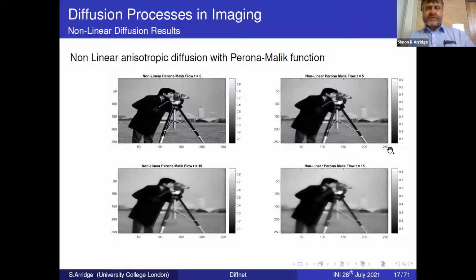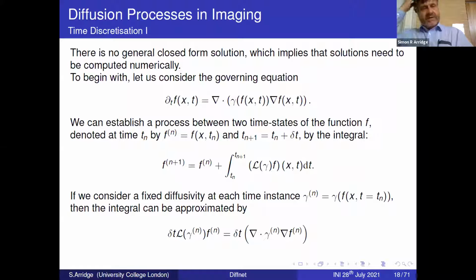But as you proceed for longer and longer times, eventually all of the features are blurred, and the end state is just once again a uniform image, or that could be a piecewise constant image. So there's no general solution for that. So we have to proceed numerically.